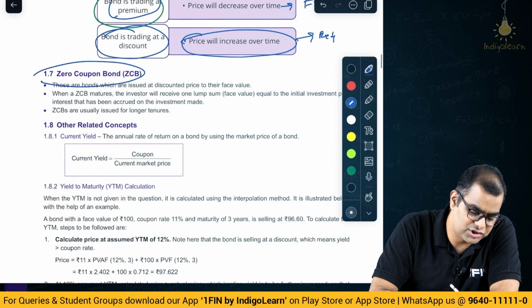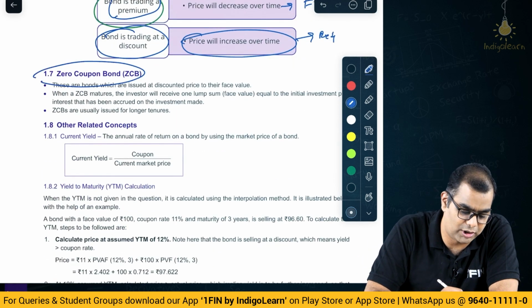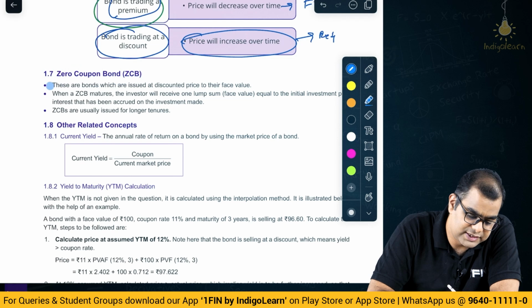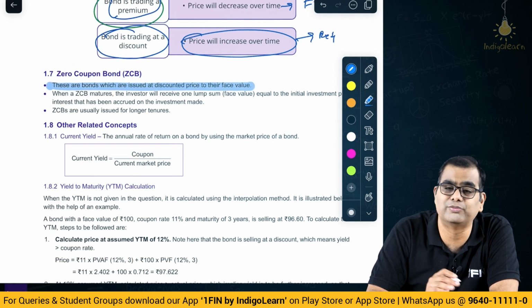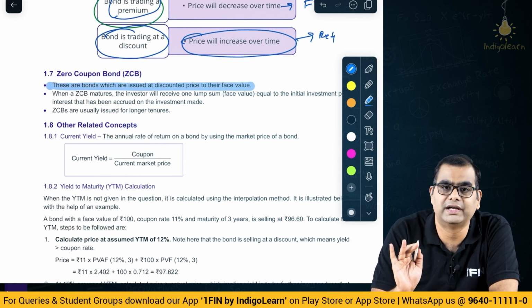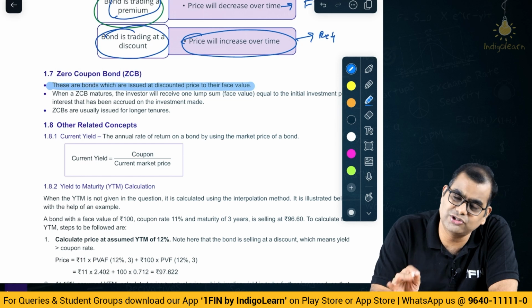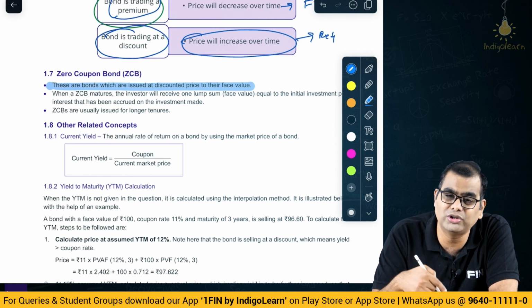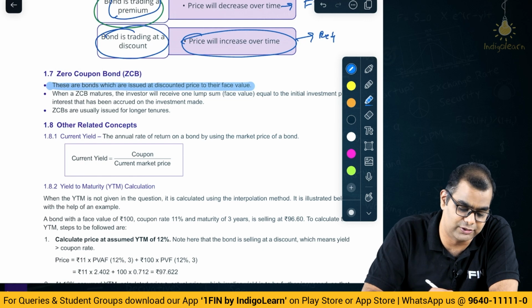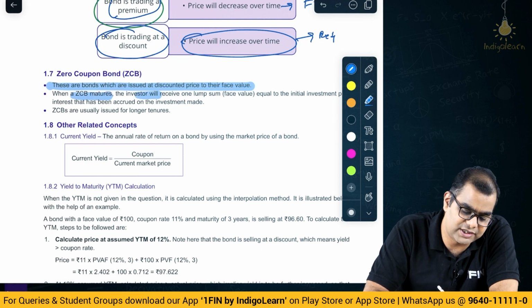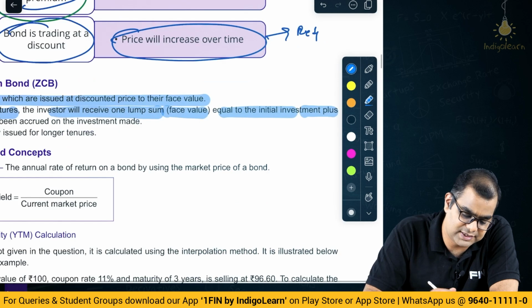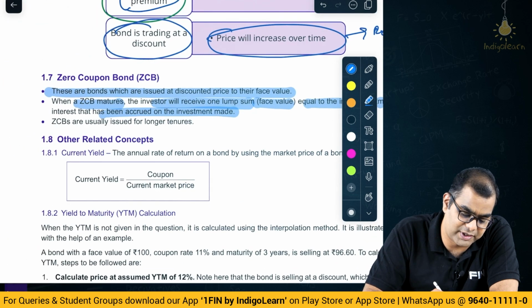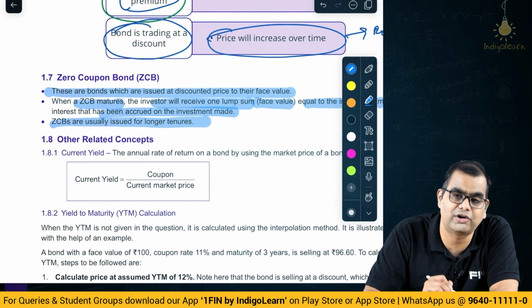Now, there is something called a zero coupon bond. What is a zero coupon bond? These are bonds which are issued at discount to face value. Basically, there is no coupon. So, there is no coupon, it is just 1000 rupees, it is just 100 rupees is the face value, it is issued at a discount. So, the interest accrues on the discounted value. When a ZCB matures, the investor will receive one lump sum which is face value equal to the initial investment plus interest that has accrued on an investment made. ZCBs are usually issued for long tenure.